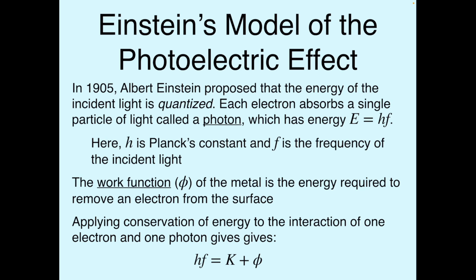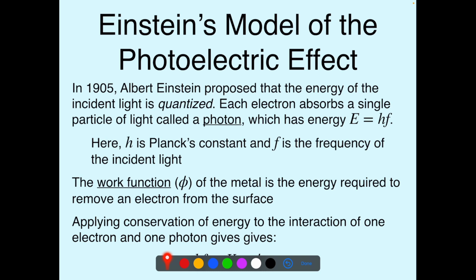So we need some kind of new physics, and Einstein came along in 1905 and gave this model of the photoelectric effect that actually works. What Albert Einstein proposed in his model is that the energy of the incident light is quantized. So we're dealing with quantization of energy once again. And in his proposal, each electron absorbs exactly one particle of light, which we call a photon.